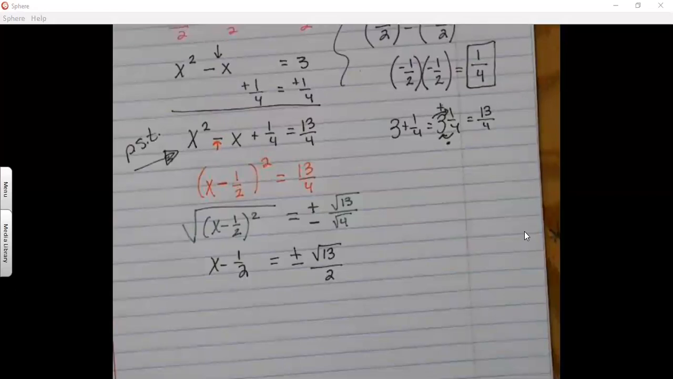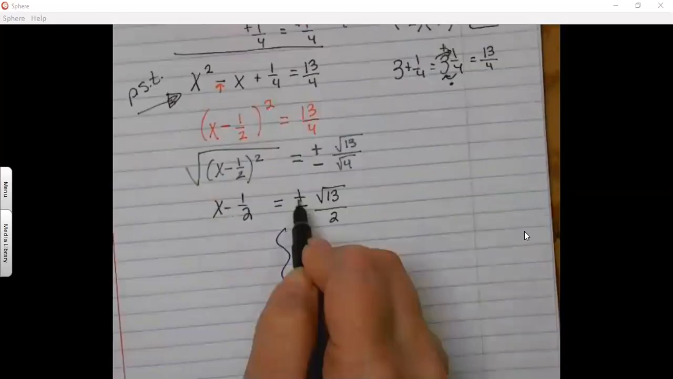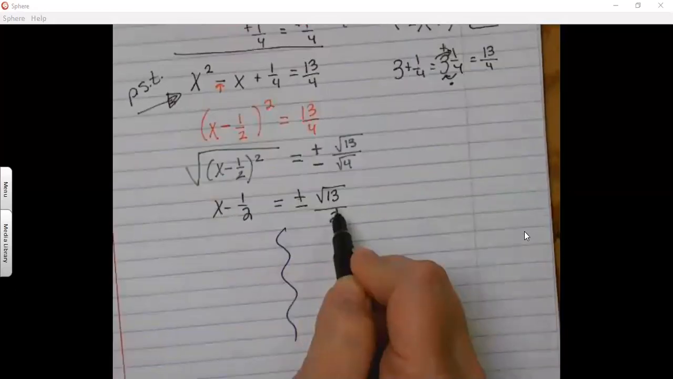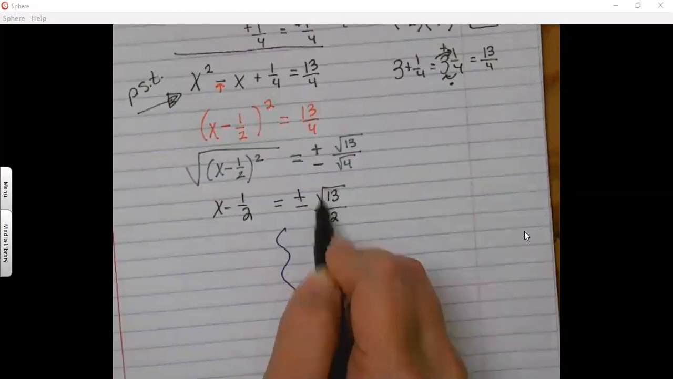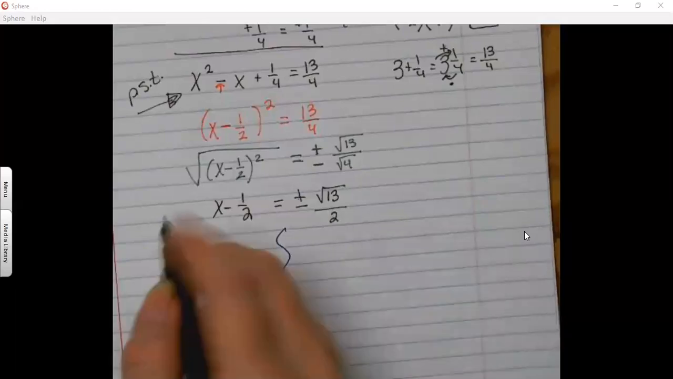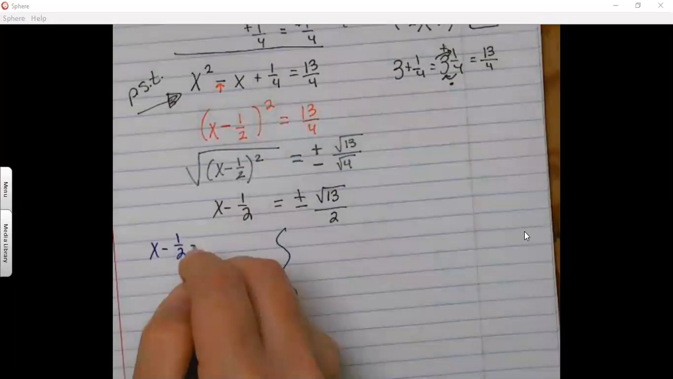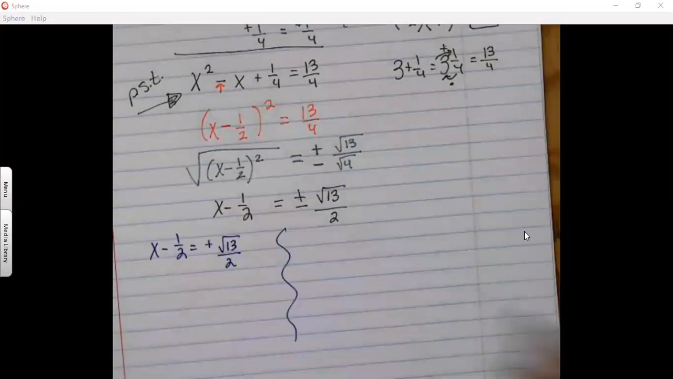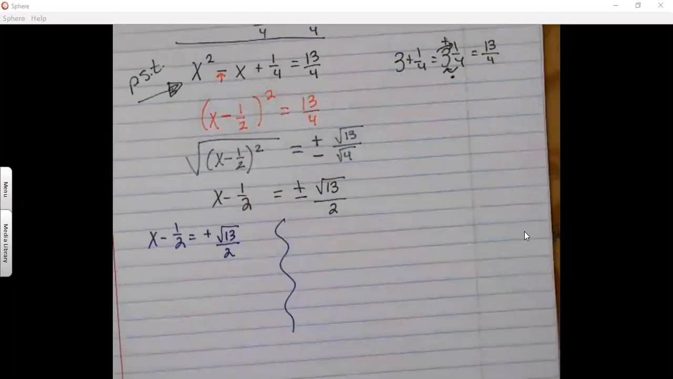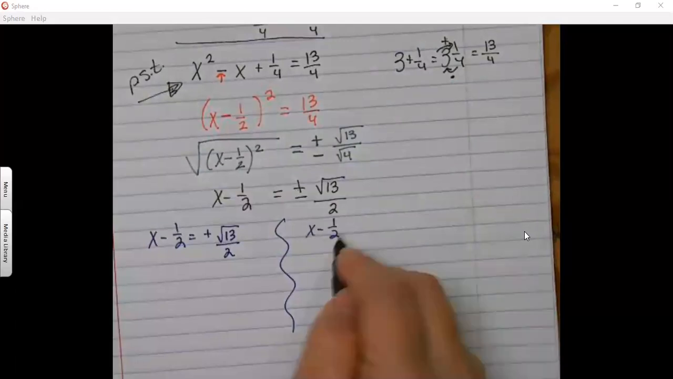Step number 6. Write 2 separate equations. Solve each one for the variable. So I'm going to write 2 equations. One will be set equal to the positive square root of 13 over 2. The other one will be set equal to the negative square root of 13 divided by 2. Okay? Make sure you don't write the 2 under the radical. 2 is not under the radical, only the 13. And the other equation, x minus 1/2 equals the negative square root of 13 divided by 2.